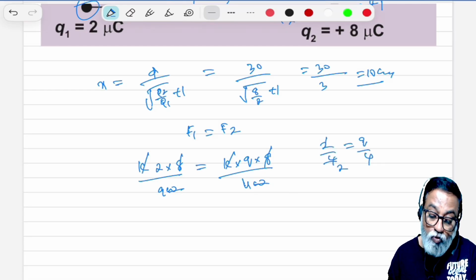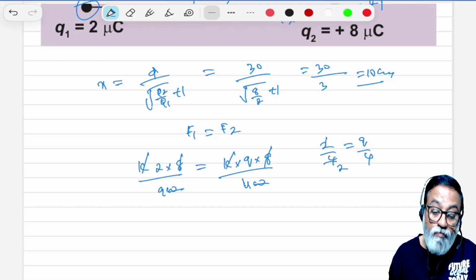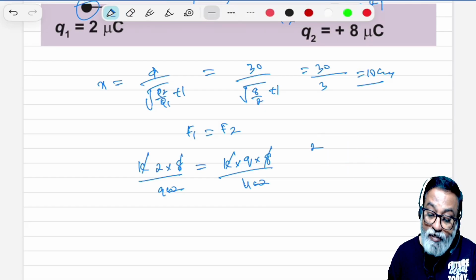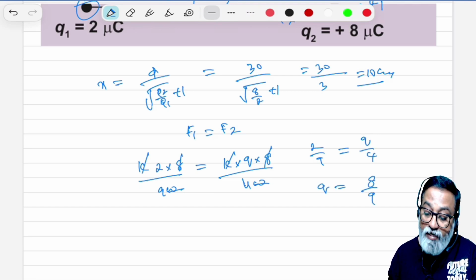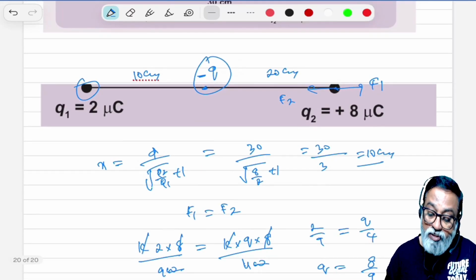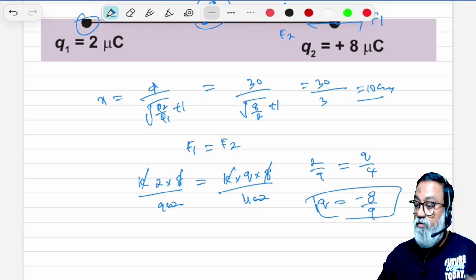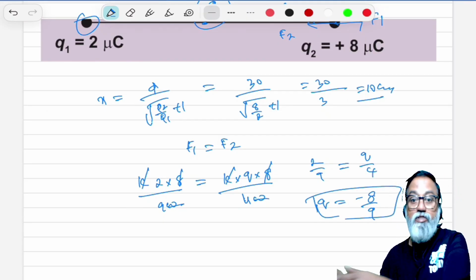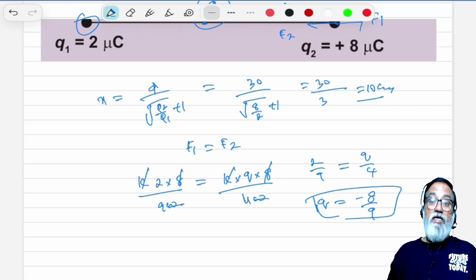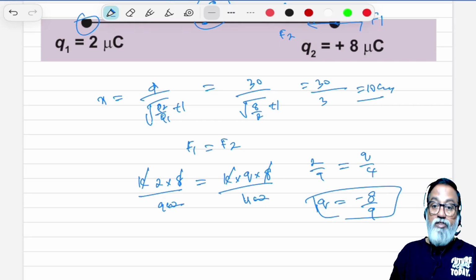Here 2 by 9 is equal to Q by 4. Therefore Q is equal to 8 by 9, but this charge is negative. Therefore minus 8 by 9 microcoulombs. This you have to find out. This is the equilibrium of charges.